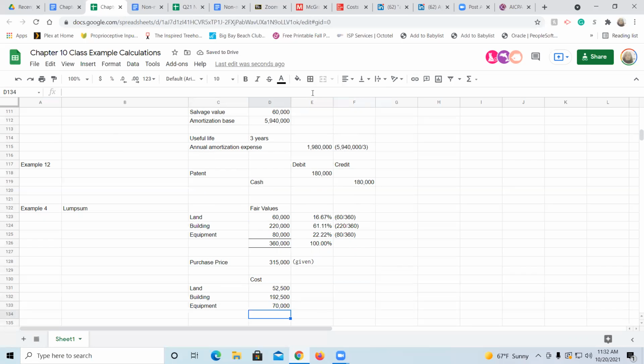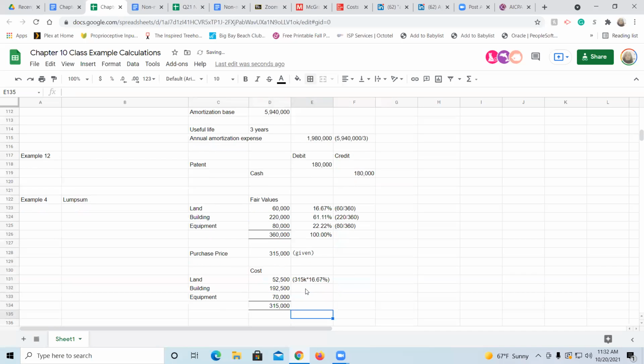And so obviously these three are going to add back up to 315,000. And so you know that you've now allocated the cost of each of these, or the total cost, against all three of these assets. And again, this is 315,000 times the 16.67% and so on, right? So it's a fairly straightforward calculation. I don't know if anybody has any questions here for me about that.